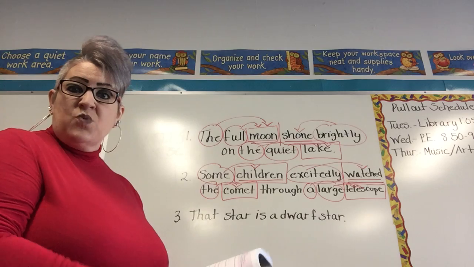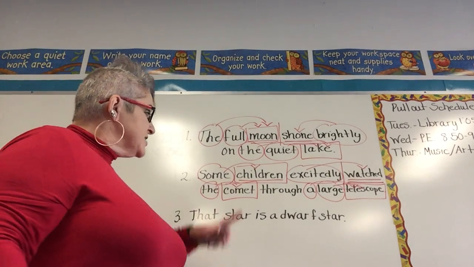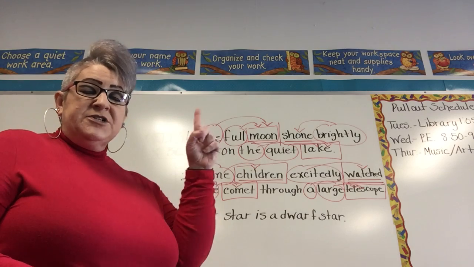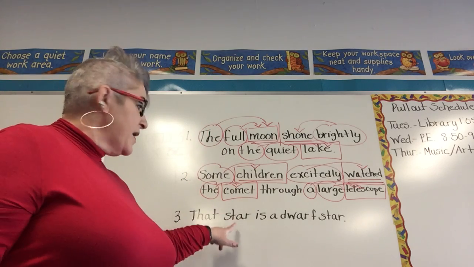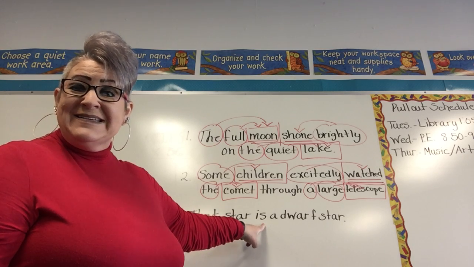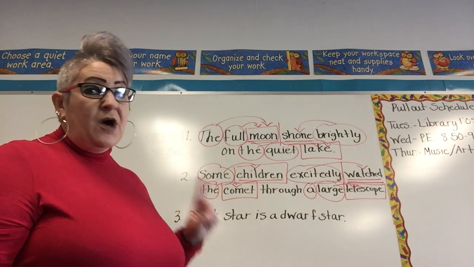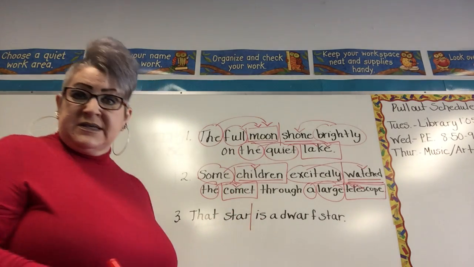All right, last one. This one is easier because it's short. That star is a dwarf star. First thing, divide between the subject and the predicate. What is this sentence about? It's about the star. What is our verb? Is. Remember, is a helping verb. Not all verbs are action. So I'm going to divide between star and is.